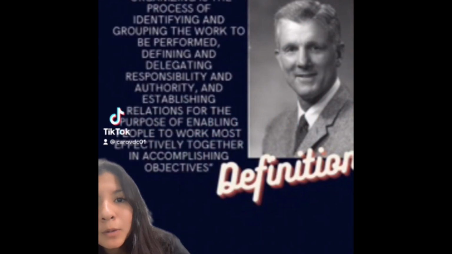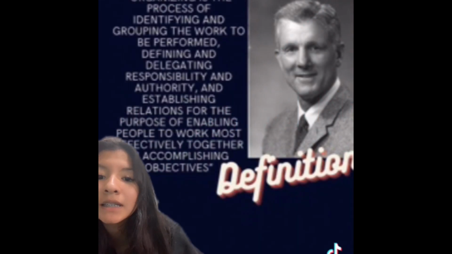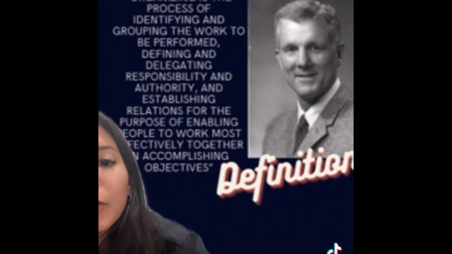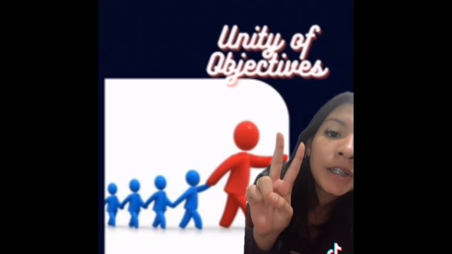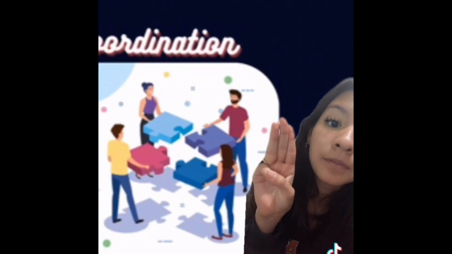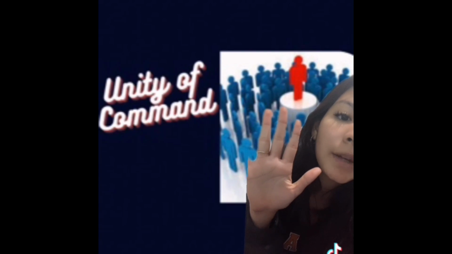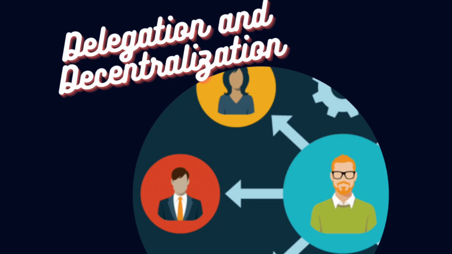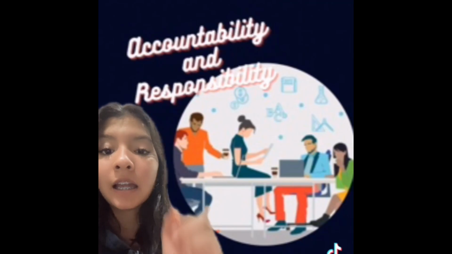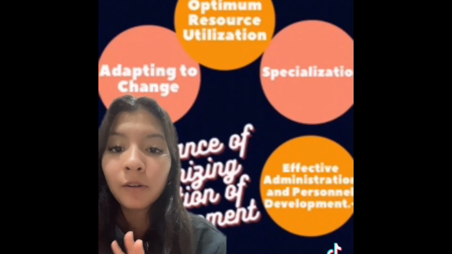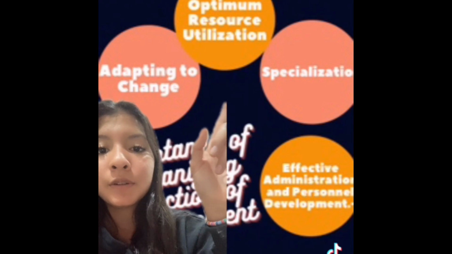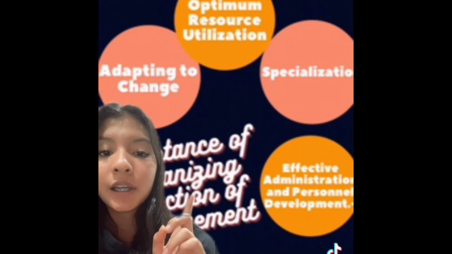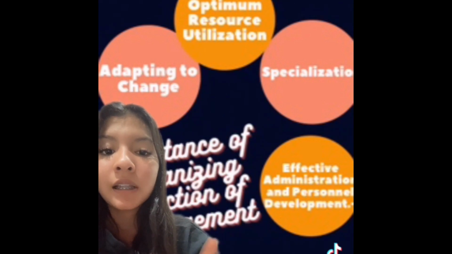Organizing involves developing an organizational structure and allocating human resources to achieve objectives. And Louis Allen gave it a more formal definition. There are 7 principles of organizing: specialization, unity of objectives, coordination, scalar chain, unity of command, delegation and decentralization. Last one, accountability and responsibility. There are 4 main reasons why it is important. The first one is adapting to change, optimum resource utilization, specialization, and effective administration and personal development.